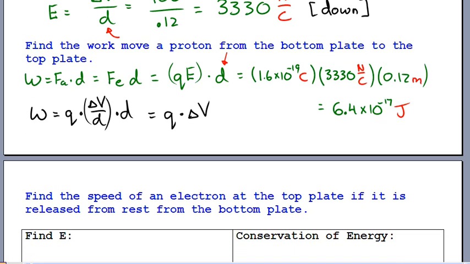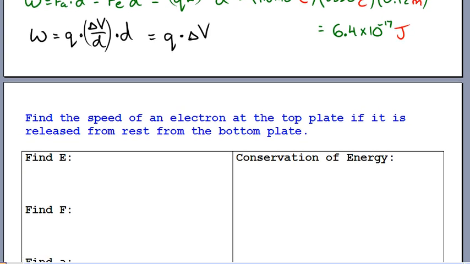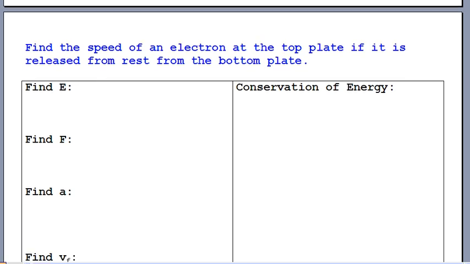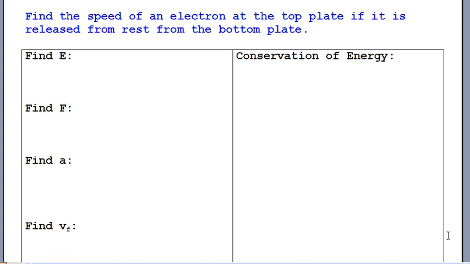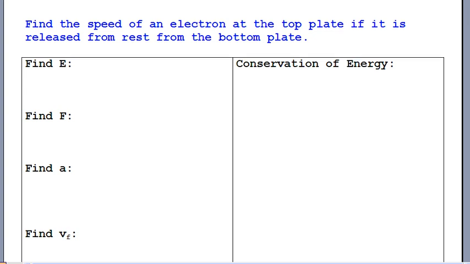All right. Let's take a look at this page here. Find the speed of an electron up at the top plate if it's released from rest from the bottom plate. This is actually the way that we launch electrons inside old classic tube televisions, those big gigantic televisions that are super heavy to carry. They actually have a little electron launching gun in the background.